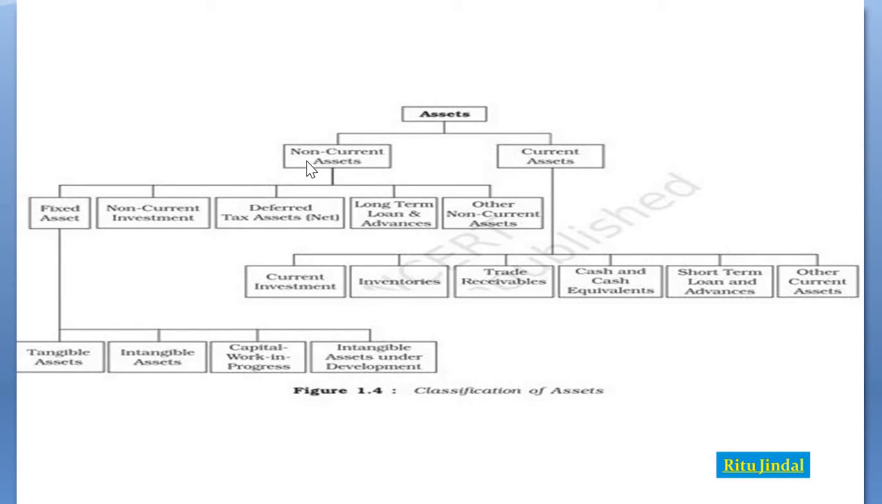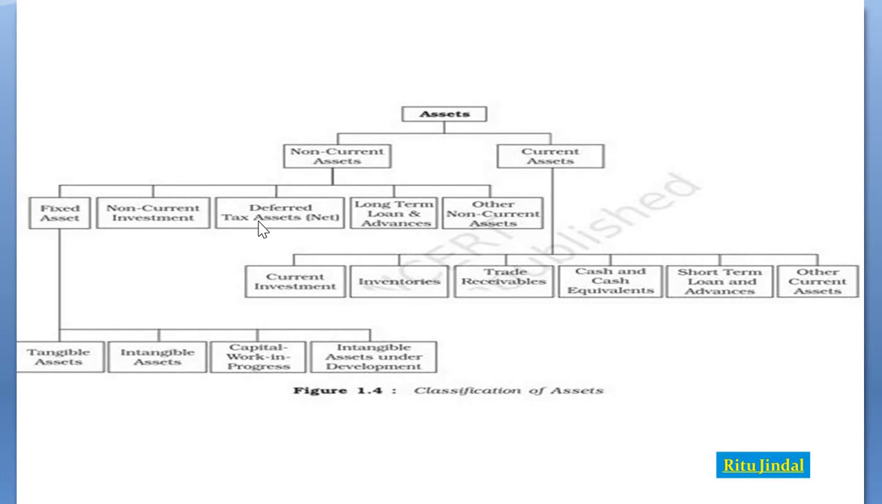So firstly, the heads of non-current assets. Fixed assets, tangible, intangible, capital work in progress and intangible under development. Fixed asset, plant, machinery, land, building, goodwill, all these are known as the fixed assets, which are used by the business organization for long time period, not for a short time period. Non-current investment. Investment made by the business organization in another business organization for more than 12 months. These are known as non-current investments.